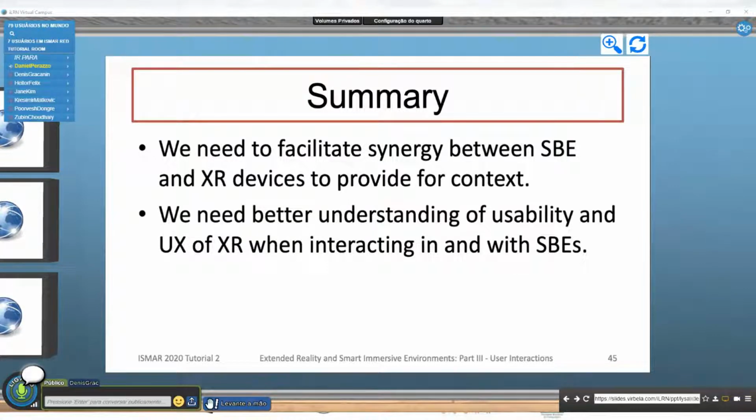However, a lot more needs to be done, so we need a better understanding of usability and user experience of extended reality, especially when interacting in and with smart built environments, and therefore being able to better understand what's happening in smart immersive environments.